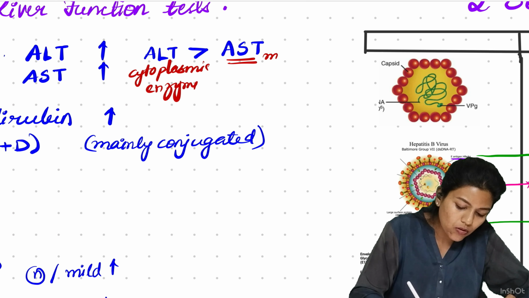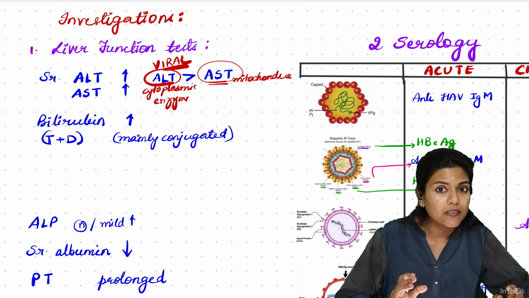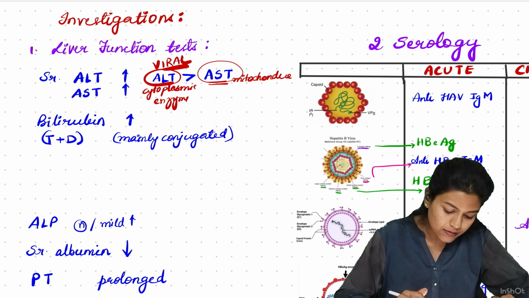Whereas in viral hepatitis, ALT is more than AST. Though both are raised, ALT is profoundly more than AST because it is a cytoplasmic enzyme. This AST we'll study in detail when we are dealing with alcoholic hepatitis.